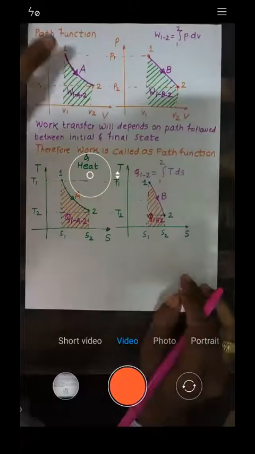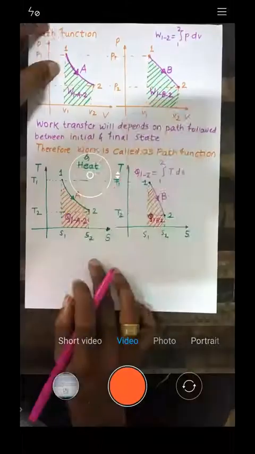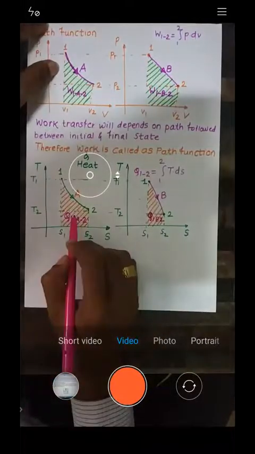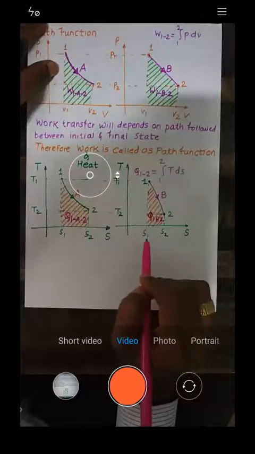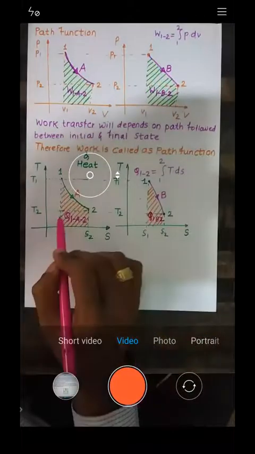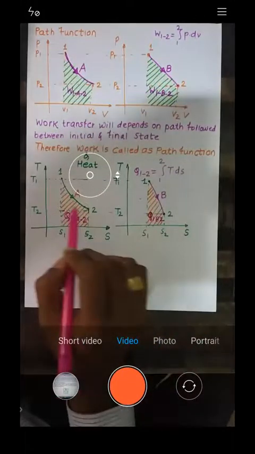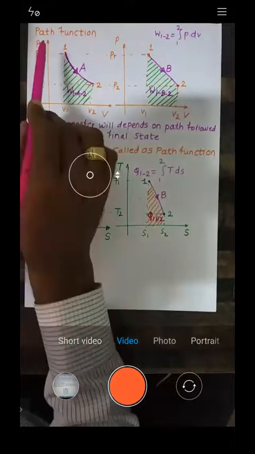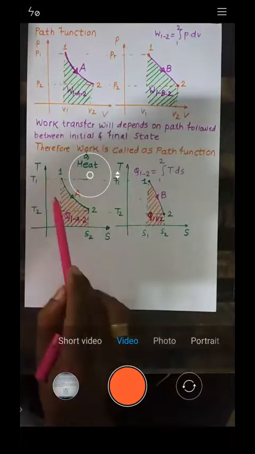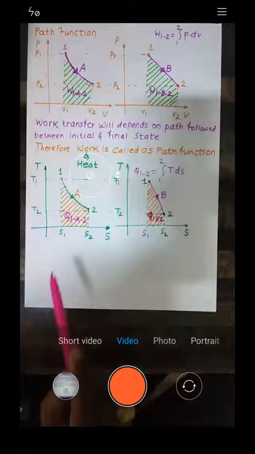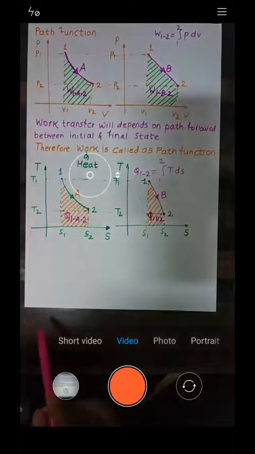Okay. Now same like heat transfer, what happens? See here, the area is different, and here the area is different. Area is different means what? Your heat transfer is different. Because when you plot it on a PV, it will give you the work. When you plot it on a TS, it will give you the heat, right?